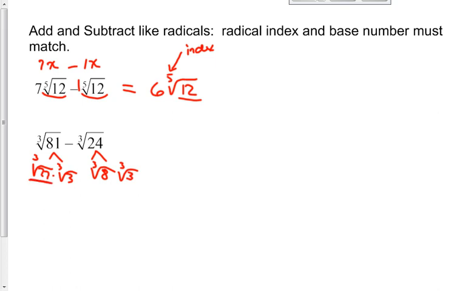Cube root of 27 is 3. Cube root of 3, I cannot reduce any farther. Minus cube root of 8 is 2. Cube root of 3 cannot reduce any farther. And now I've got a simplified version: 3 cube roots of 3 minus 2 cube roots of 3. The index and the radical both match, so I can go ahead and subtract. 3 minus 2 is 1 cube root of 3. Do I need the 1 in the front? No. Cube root of 3 would be my reduced answer.